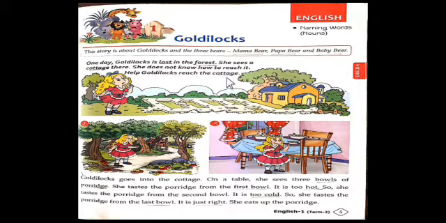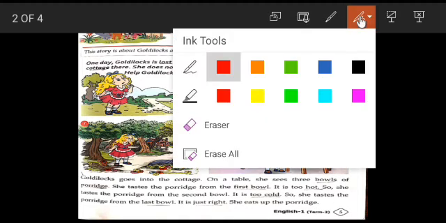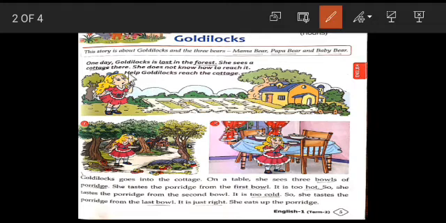So, dear students, there is a girl, her name is Goldilocks. What is her name? Her name is Goldilocks. She has yellow curly hair. Yellow curly hair. One day what happens? She is lost in the forest. So what is meant by lost? Do you know?